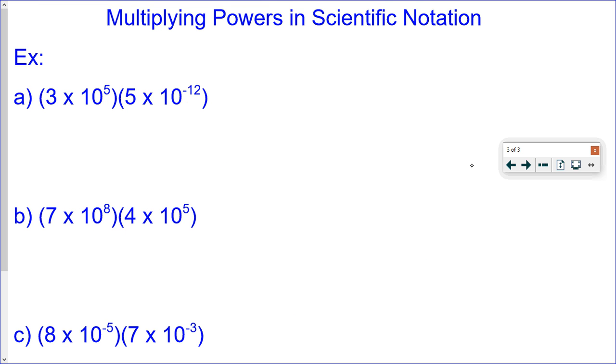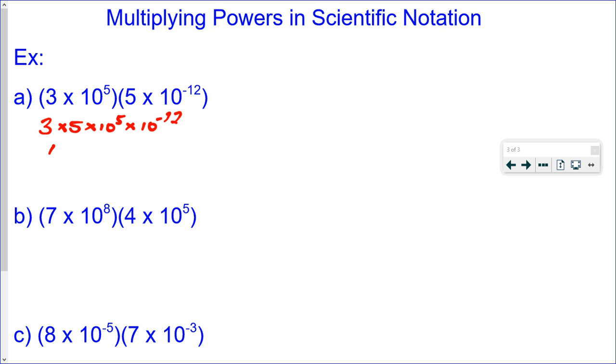All right, so let's see how we can use this with scientific notation. This is all multiplication. So the same thing that I just said in the last problem applies here. These parentheses don't do anything. The parentheses are just grouping this so that you can see this is a number in scientific notation times another number in scientific notation. But I can rewrite this as 3 times 5 times 10 to the 5th times 10 to the negative 12th. That's a 1, I promise.